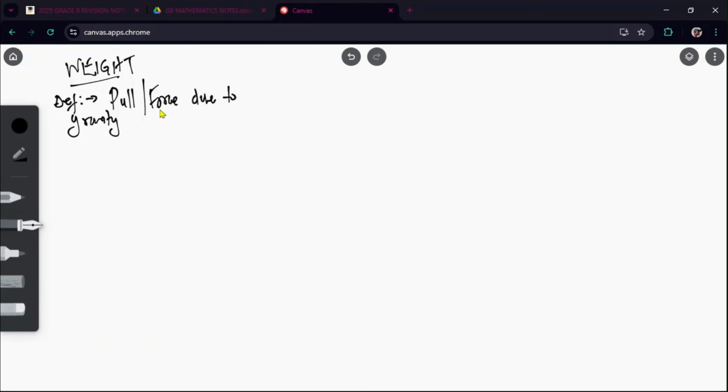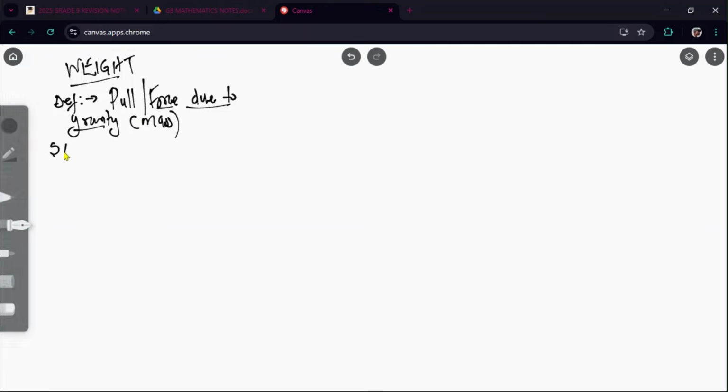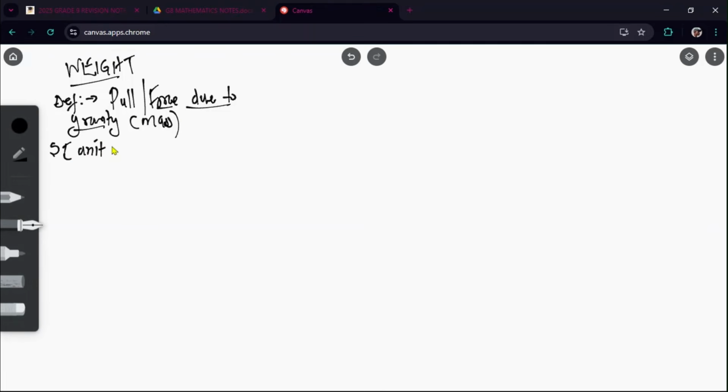Weight is a force due to gravity, and especially this force normally acts on a mass that we have there. So weight is a force due to gravity, and is a force that is acting on a given mass. The SI unit of measuring weight, because it is a force, we will use the same unit of measuring force. And you can guess, what is the unit of measuring force?